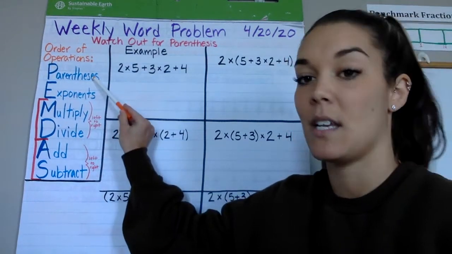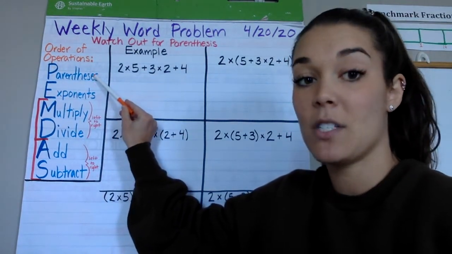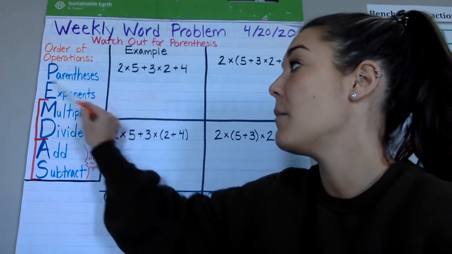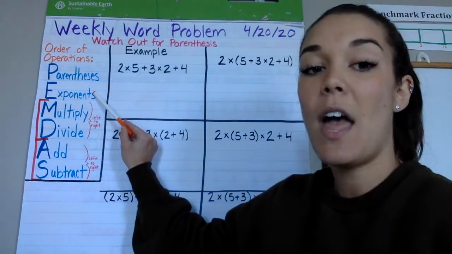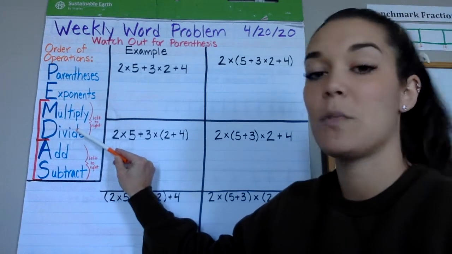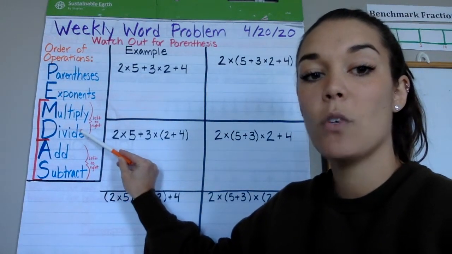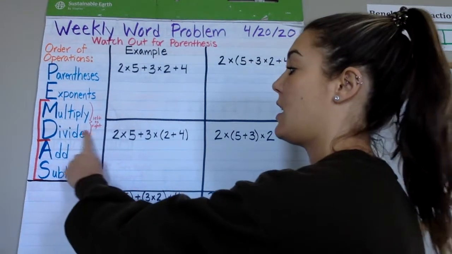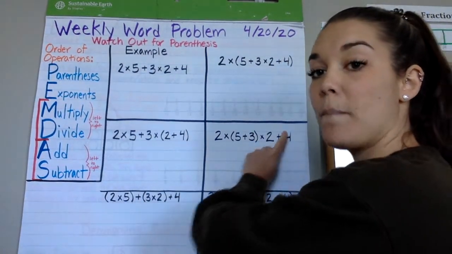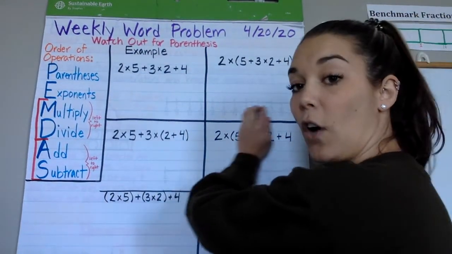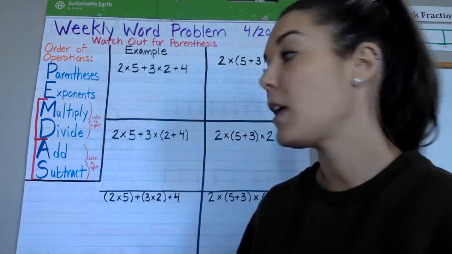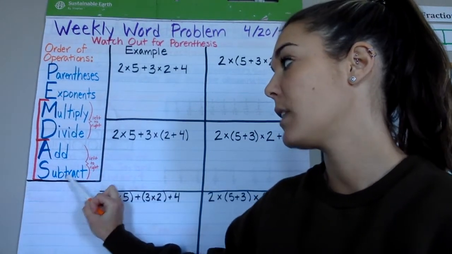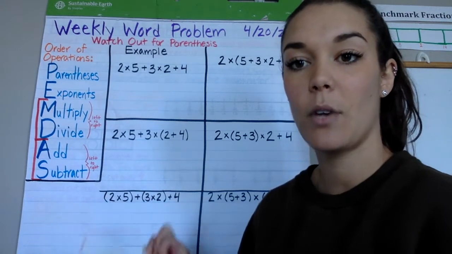First, we do parentheses, if there are any. If there's not, we would just skip that. Then we do exponents. Then multiply and divide are grouped together, okay? So you're going to multiply and divide from left to right. That's the direction that you read in. If you have multiplication or division, you would just do whatever comes first. Same thing with adding and subtracting. That's also from left to right, okay?